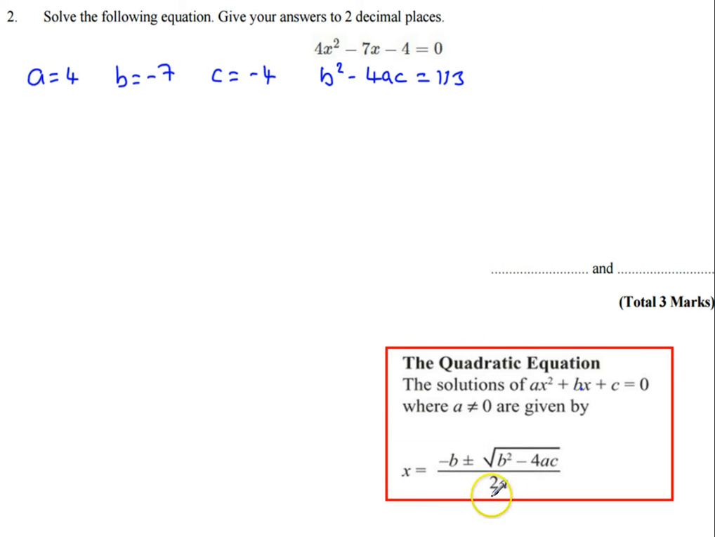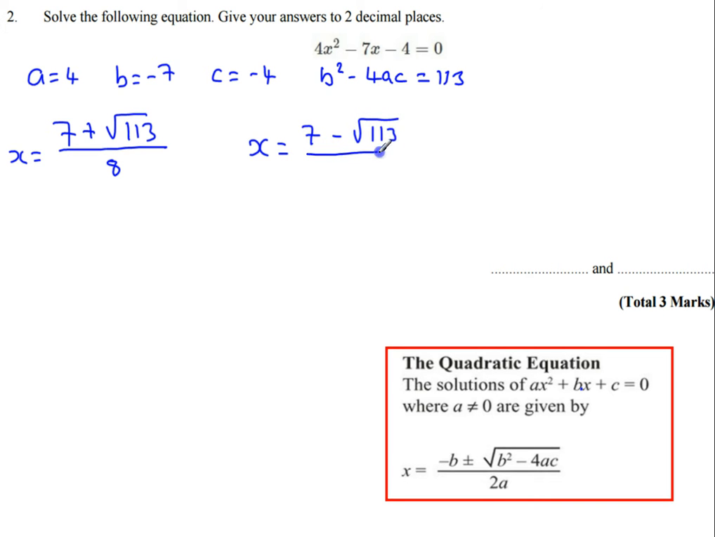I'm now going to write down this formula twice, once with a plus and once with a take away. So I've got negative b, well, that's the negative of negative 7, which is going to be a positive 7, plus the square root of b squared take away 4ac, which in this case is 113. I should say x is equal to this, and that's going to be divided by 2a, and a is 4, so 2a is going to be 8. I'm then going to have x is equal to 7 take away the square root of 113, divided by 8. Okay, so far I will have 2 of the 3 marks.